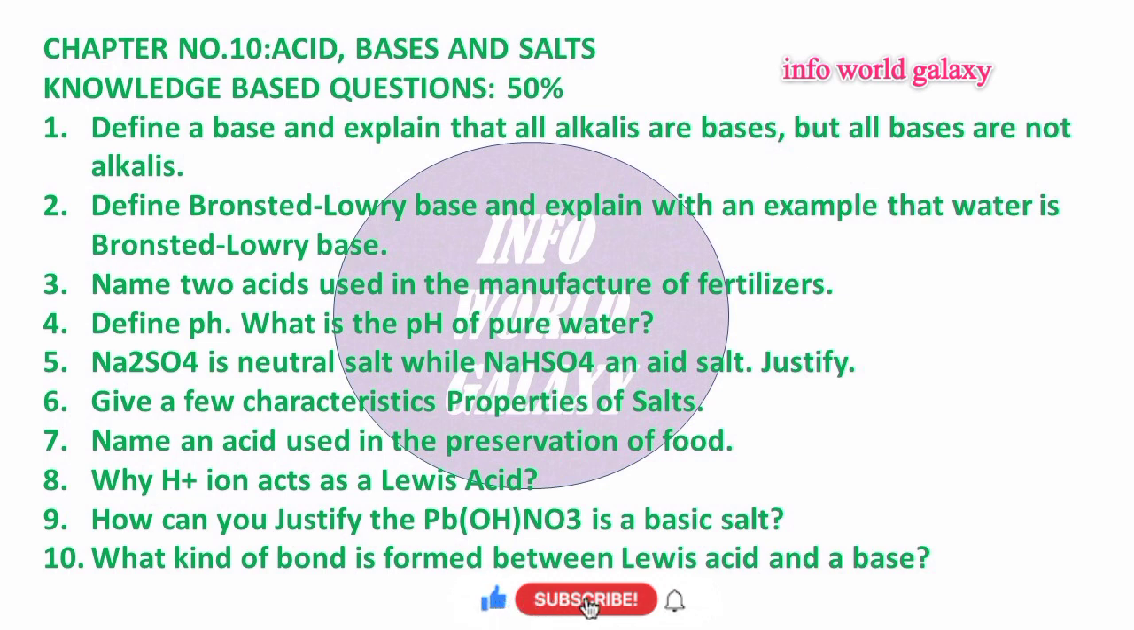5. Na2SO4 is a neutral salt while NaHSO4 is an acid salt. Justify. 6. Give a few characteristic properties of salts. 7. Name an acid used in the preservation of food. 8. Why do H+ ions act as a Lewis acid? 9. How can you justify that Pb(OH)NO3 is a basic salt? 10. What kind of bond is formed between a Lewis acid and a base?